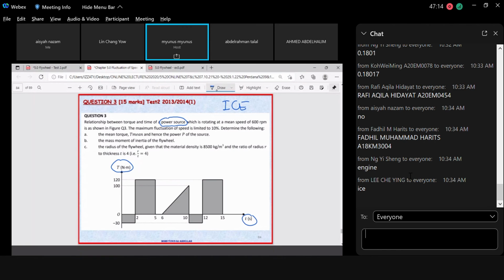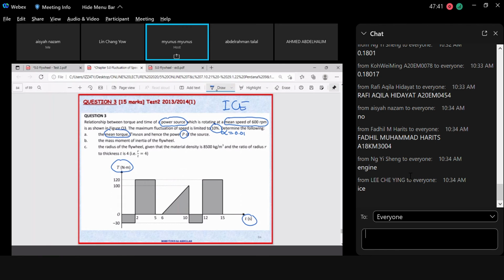Which is rotating with a mean speed of 600 rpm, shown here. The maximum fluctuation of speed is limited to 10%, so alpha is 0.01. Determine the following: the mean torque. Because they provide you all the values, you need to define T mean. Then of course T mean will lead to power.